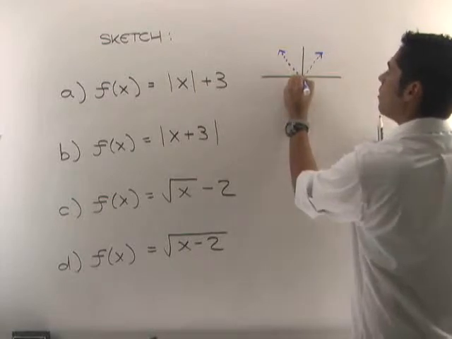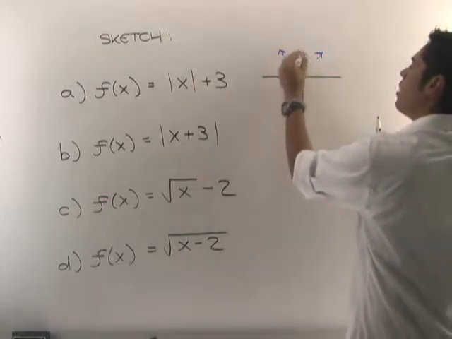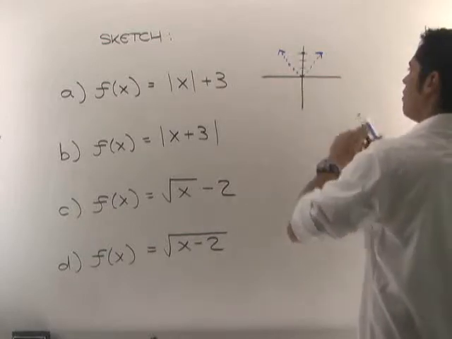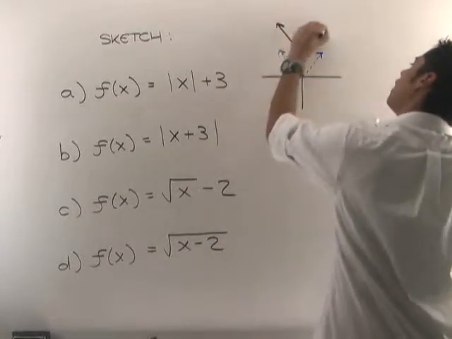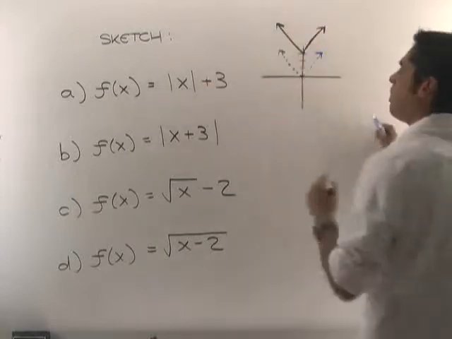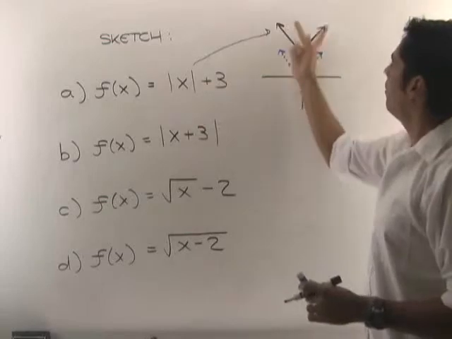So we know that there's a point here at the origin. We move it up 3. 1, 2, 3. We put our new dot, and I'll do this one solid. Okay? So this one now represents this function. Absolute value shifted up 3.